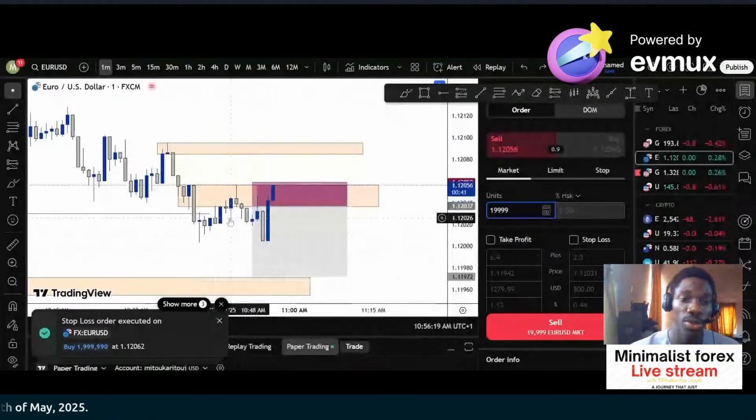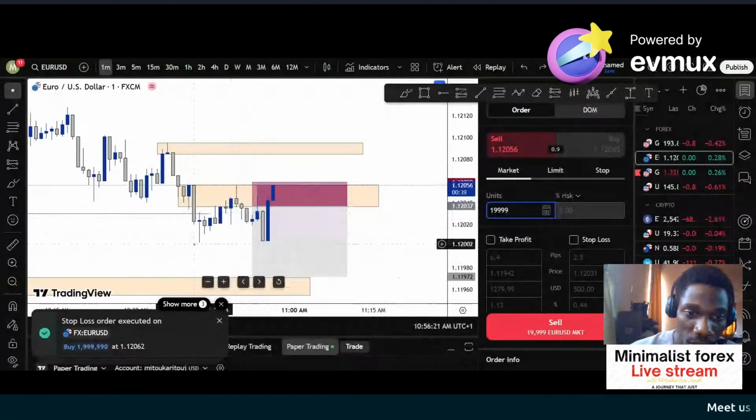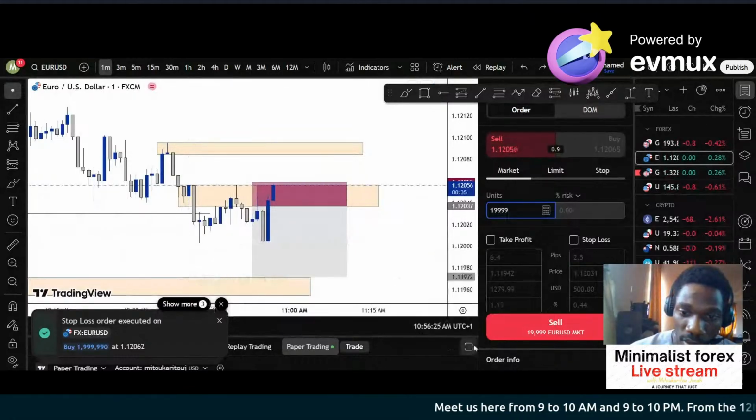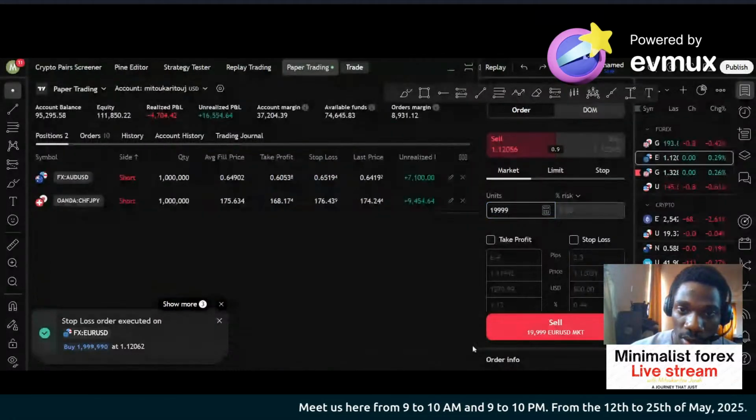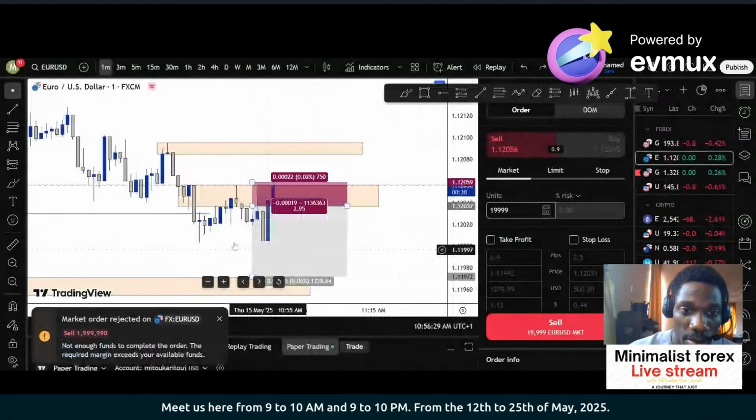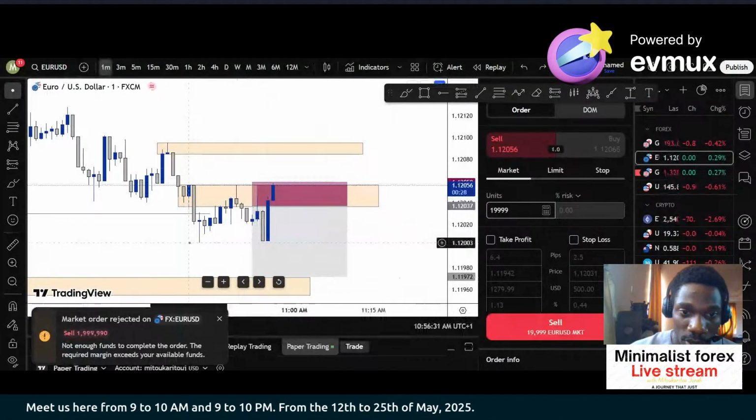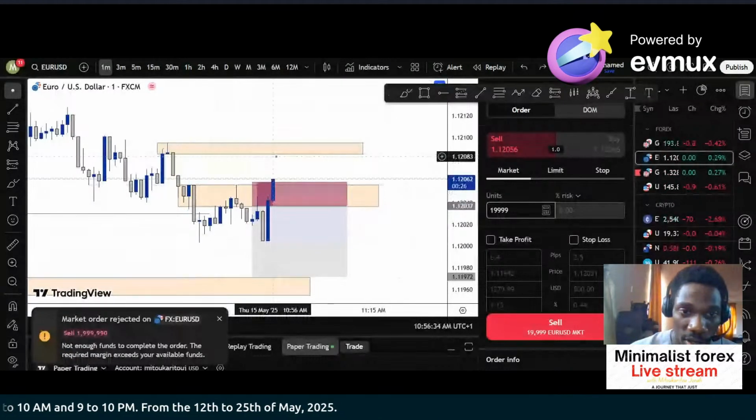Okay, it's gone. That's what I was saying. Price had not taken this low. I'm not confident because price never took out this low. All right. The trade is gone. Once the price took out this low, that's when I would have had confidence. Now my next trade is going to be here.